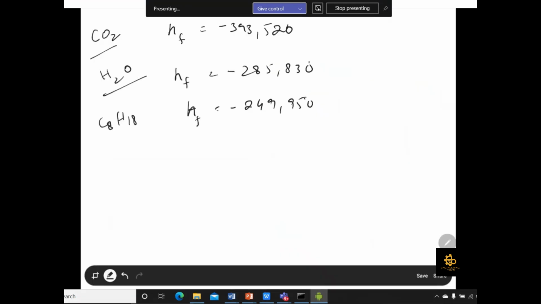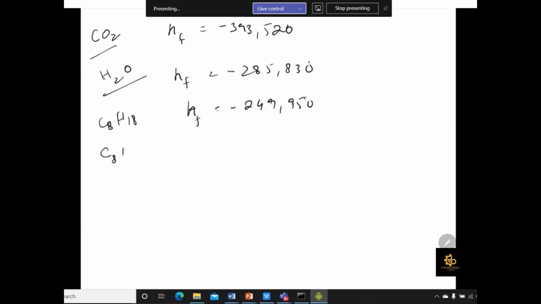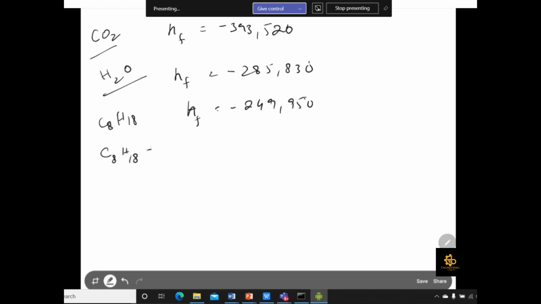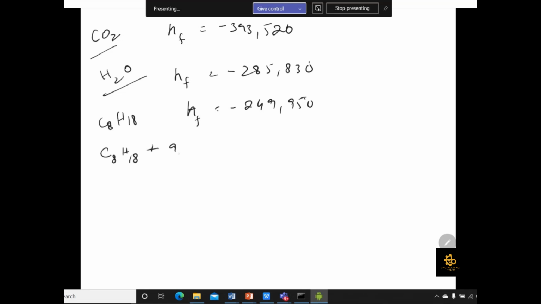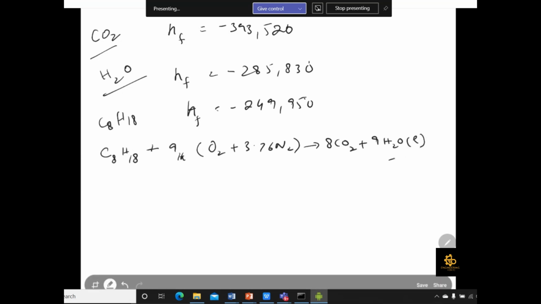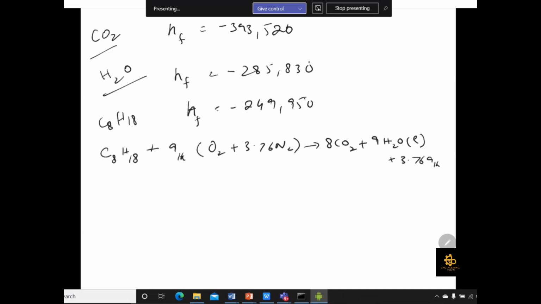Now coming towards the problem again. The h_f values for CO2, H2O, and C8H18 are known to us from the thermodynamic table. Using the combustion equation, I can write: C8H18 plus stoichiometric coefficient times (O2 plus 3.76 N2) gives 8 CO2 plus 9 H2O (liquid) plus 3.76 times the stoichiometric coefficient times N2. So this is the equation.